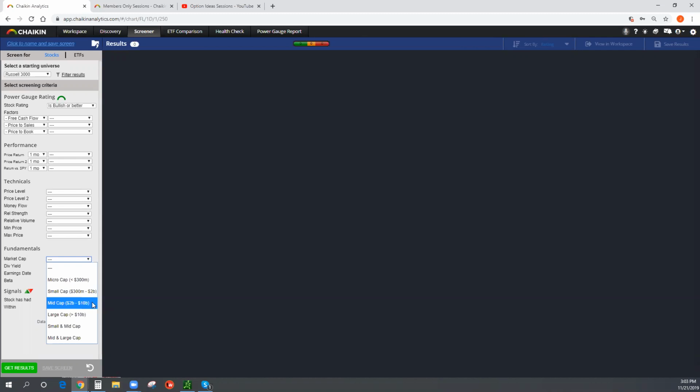You might want something that has a beta above 1. So if you choose between 1 and 2 on beta, you're going to get things with a beta of 1.01, nothing with a beta of 0.99. The difference between those betas, I would also say, is negligible.